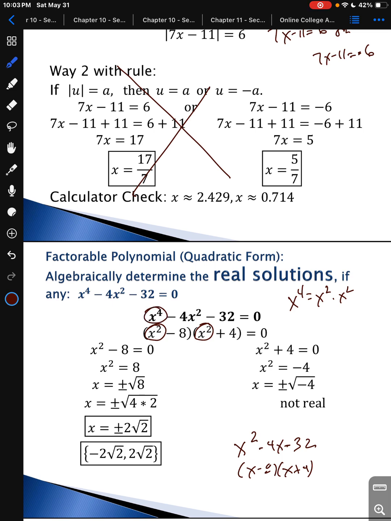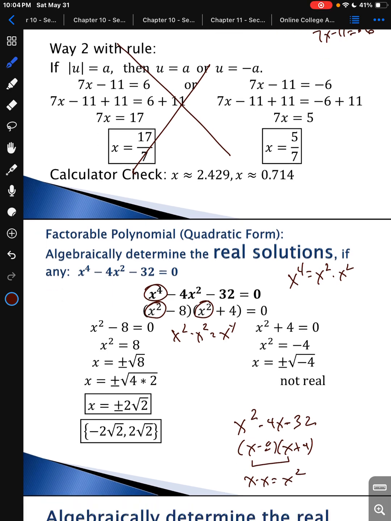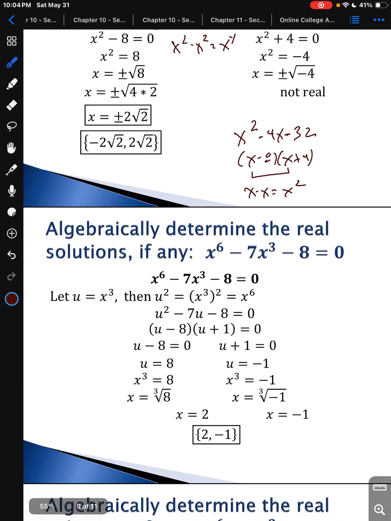It's right here. Instead of having x times x, these two x's, you have x squared and x squared. Because in this case, x times x is x squared. In this case up here, x squared times x squared is x to the fourth. So it's exactly the same problem, except you're just dealing with x to the fourth instead of x squared. And the problem works out exactly the same.